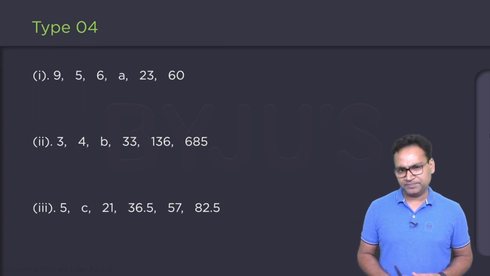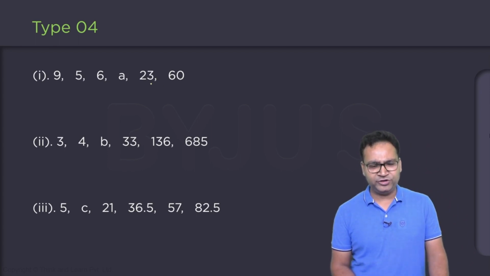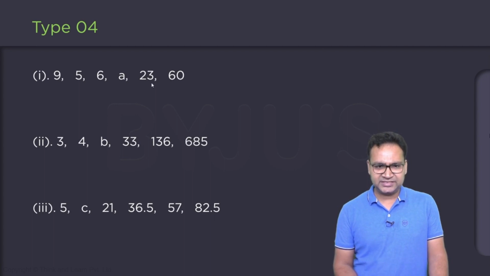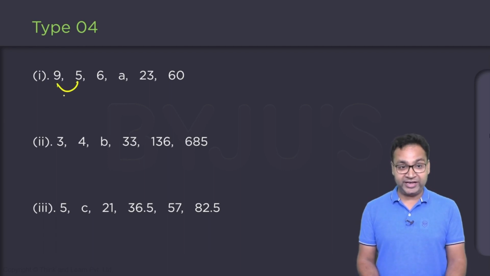I don't think so. 23 2s are 46. 23 3s are 69. No, it is not double, it is not triple. Okay. Starting from here, 9 into 0.5 is 4.5 plus 0.5 is 5. Okay, great. It is into 0.5 plus 0.5.